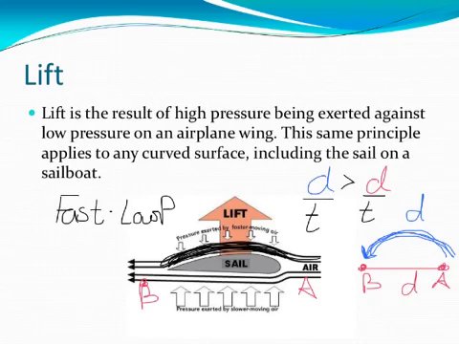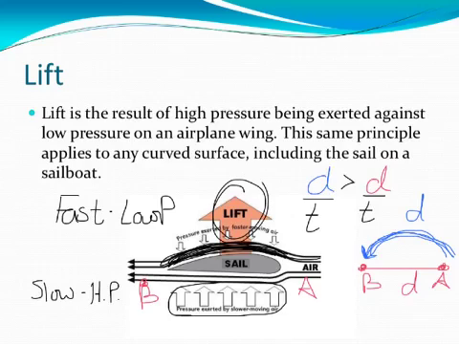Down here, the air is going slower, and therefore it's going to have a higher pressure. And because of that higher pressure, like what we were talking about on one of the previous slides, there's going to be a greater force pushing up against that low pressure, and thus we get this concept called lift. And that's how an airplane wing works.